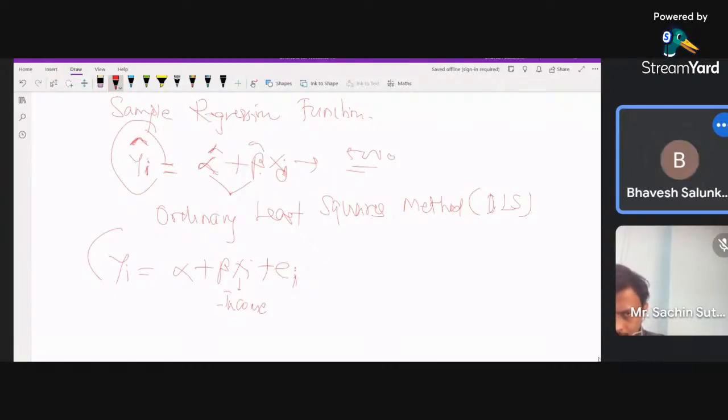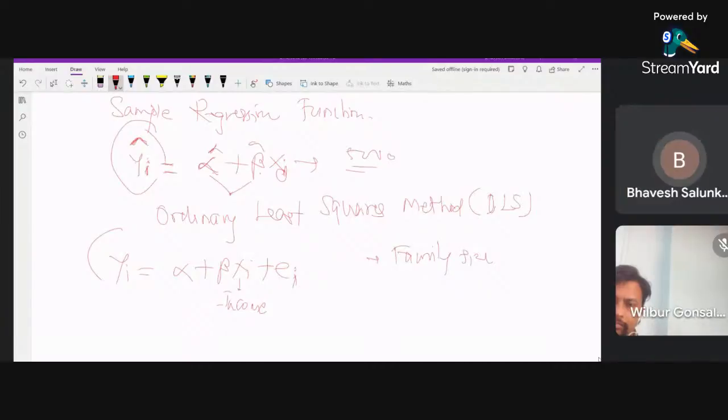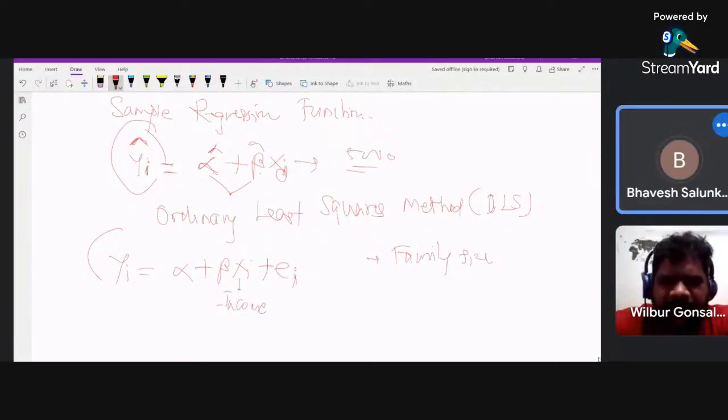Can someone tell me which could be the other factors that will play a role? Education. Family size. Family size, exactly. Very accurate. Age. Investments.